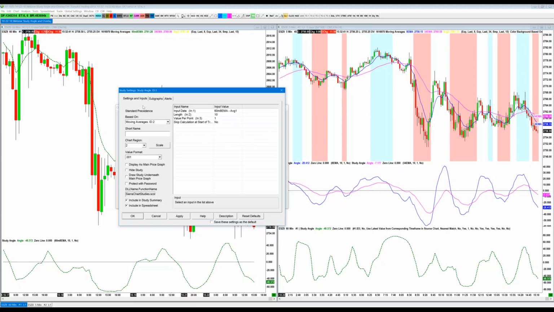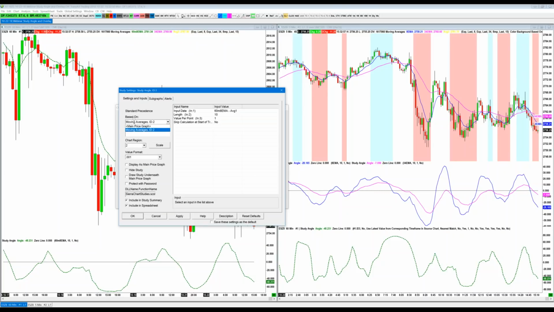And the way to control that, and this is a concept that is going to come to the forefront in other applications of Sierra as well, is this drop down right up here. When you add a study to Sierra, usually the based on is the main price graph. So you're adding a stochastic, it's based on the main price graph. You're adding volume, it's based on the main price graph.